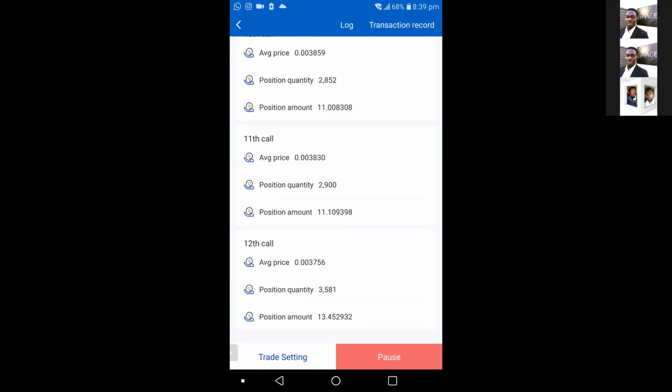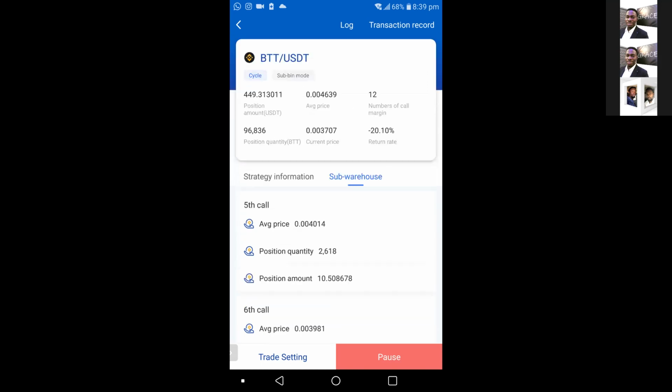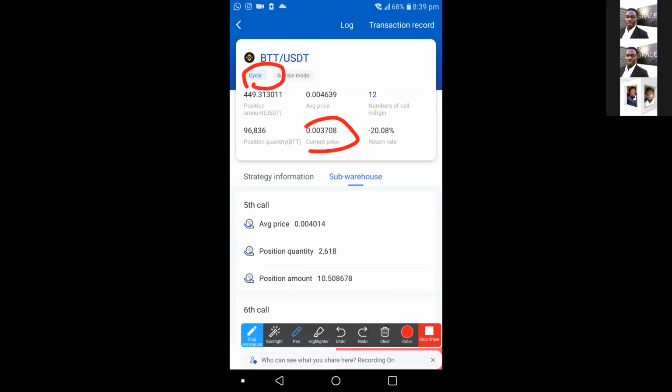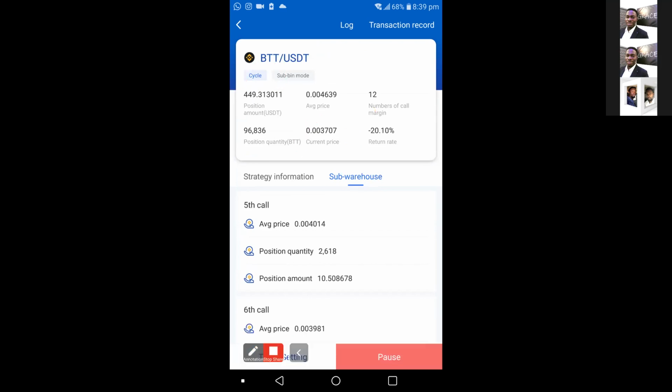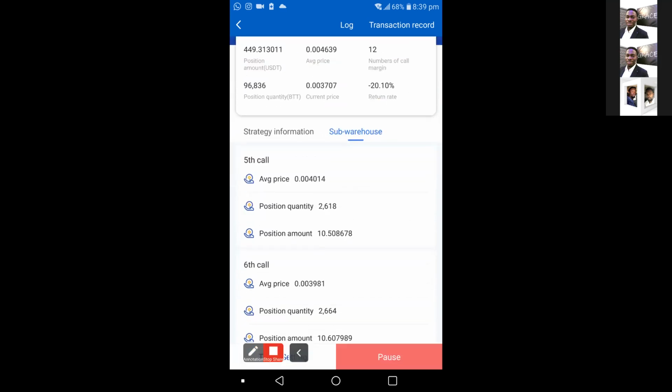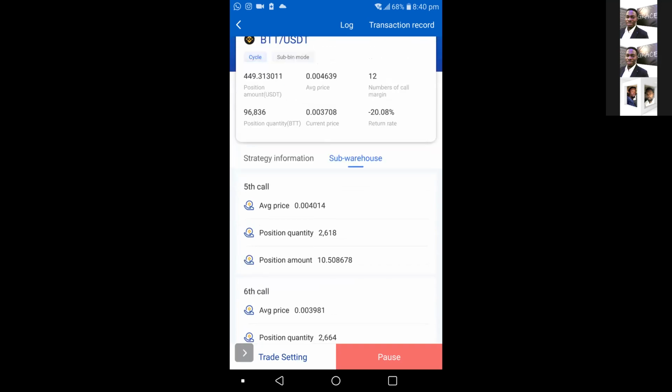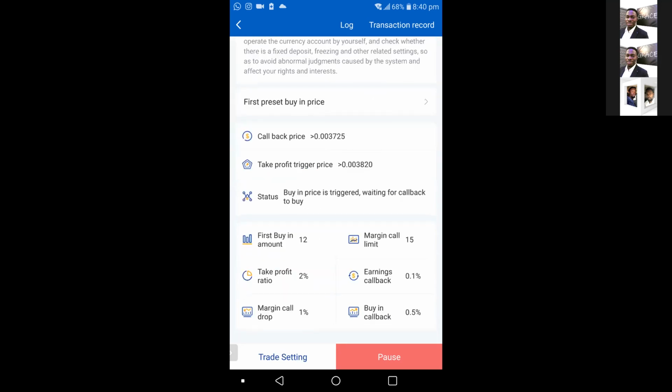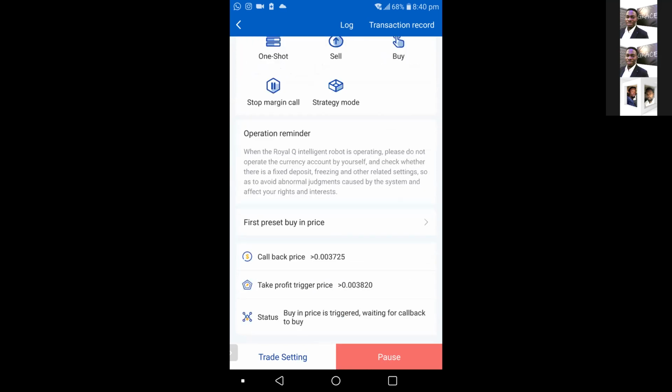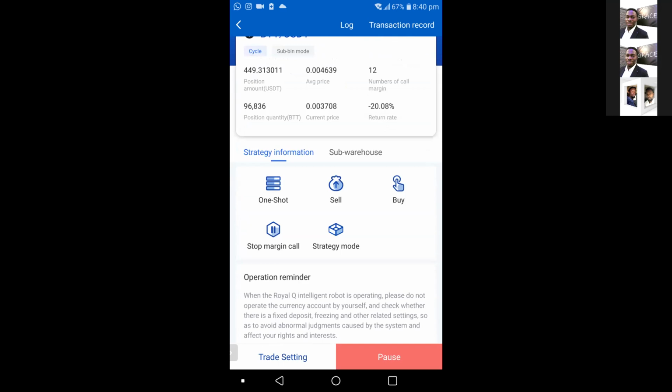Average price of 0.03756. Now, if you check the current price here, you can see that it's 0.03707. All this information I was setting here in the trade settings, this is where you see the reality of everything. You can see the callback price is 0.03725. Now, if this gets to 0.0323725, it buys another position.